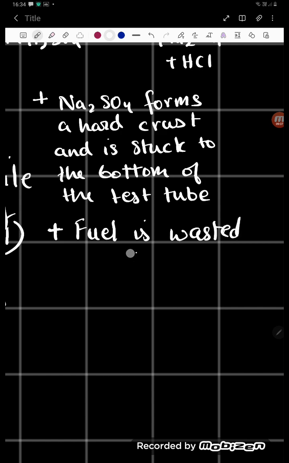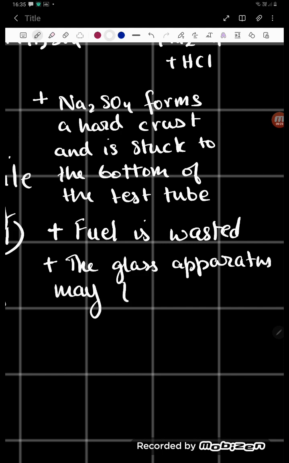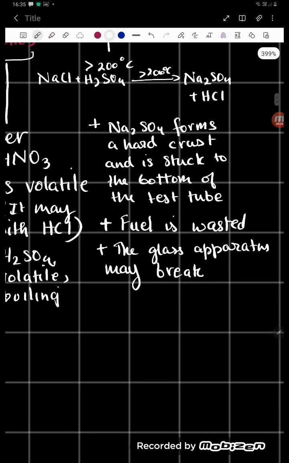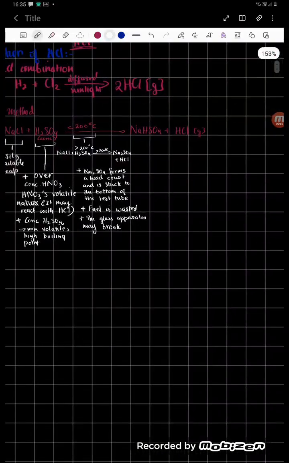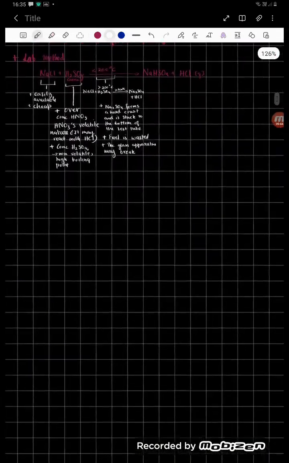And another reason why over 200 degrees is not used is that the glass apparatus may break. What would happen if the glass apparatus breaks? We wouldn't want to know. Now that is all of it, and you know the end product. We don't need to know about that, do we?